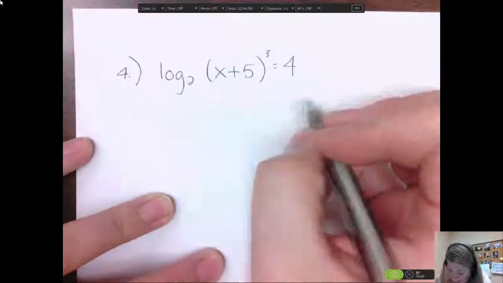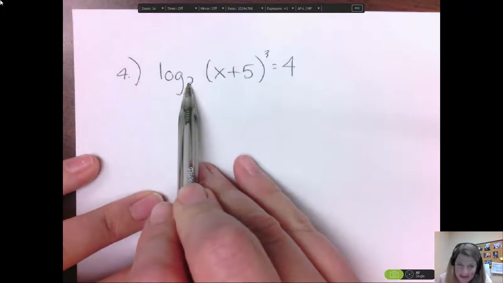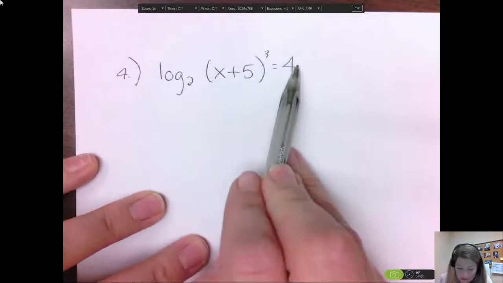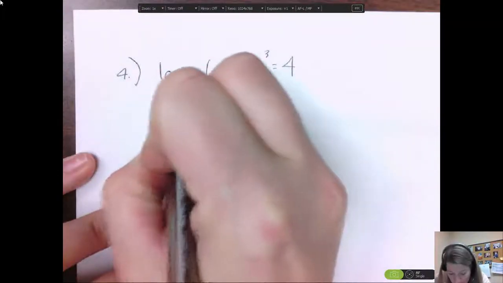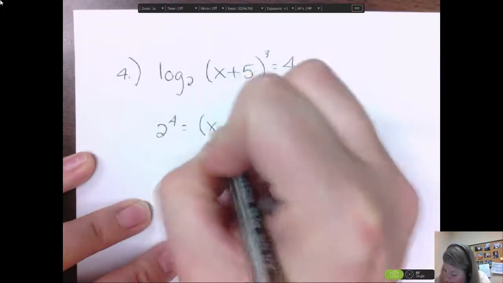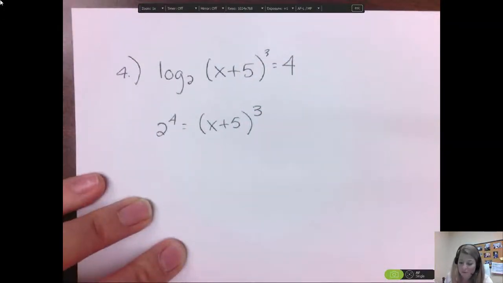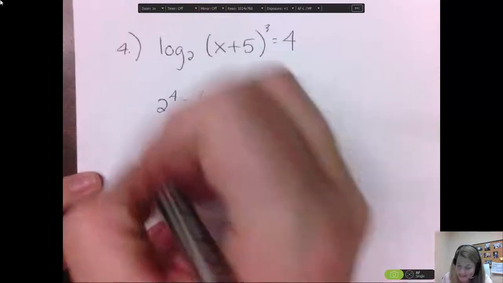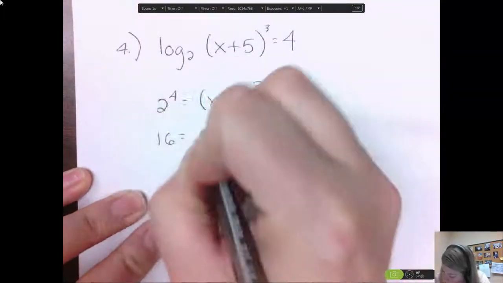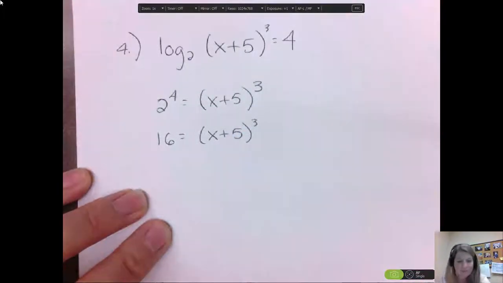So let's look at converting this. You take the base of the log to the power of what you equals, and that will equal this. So we'll go 2 to the 4th is going to equal x plus 5 to the 3rd. And that's how I convert to exponent form. 2 to the 4th is just 16.